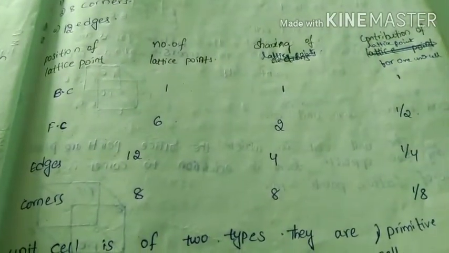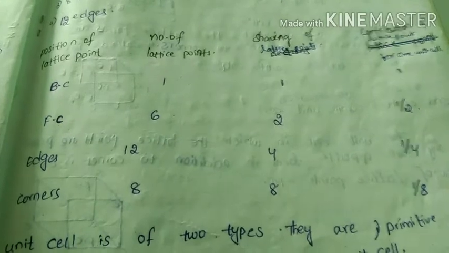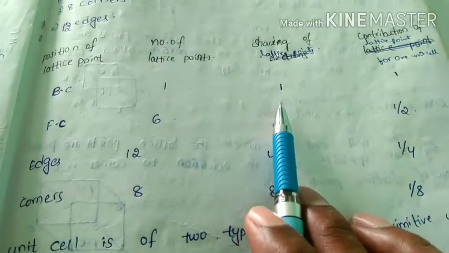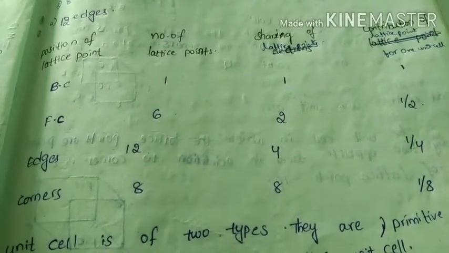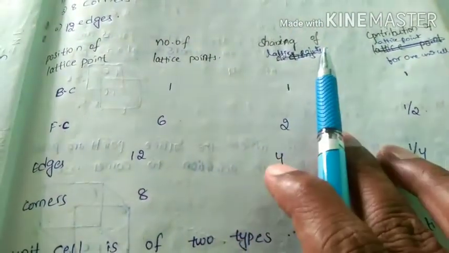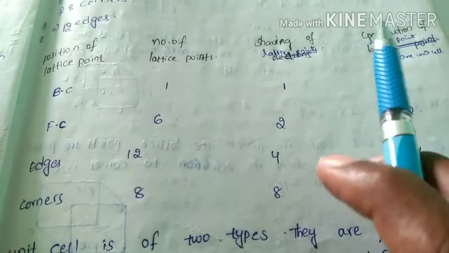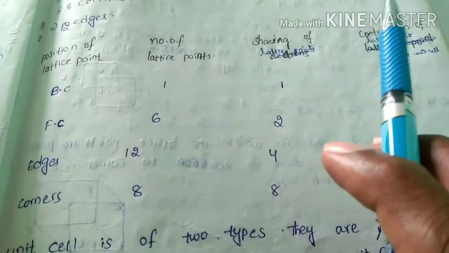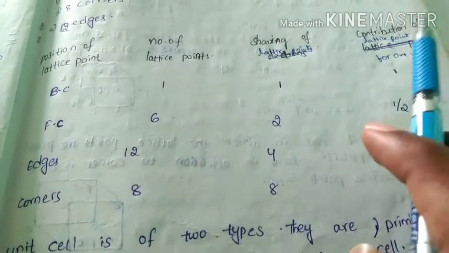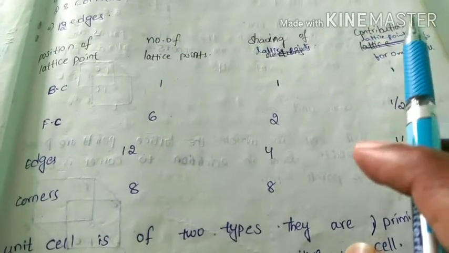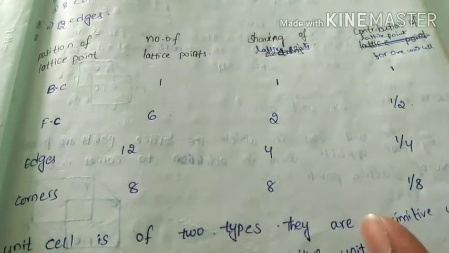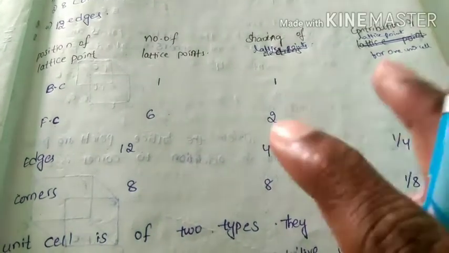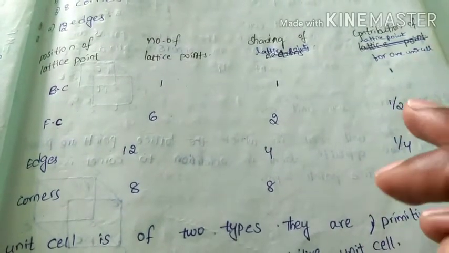You have to imagine carefully. See, sharing of lattice points. Suppose 2 members are working for 100 rupees. Then each one gets how much? 50 rupees. That is 100 by 2. That is called contribution. Those 2 members are sharing. Total contribution is 100 by 2.